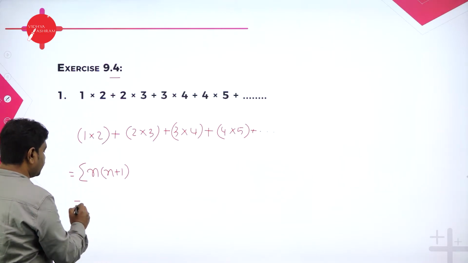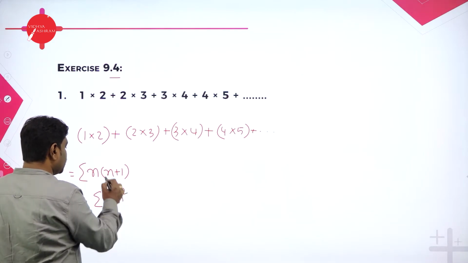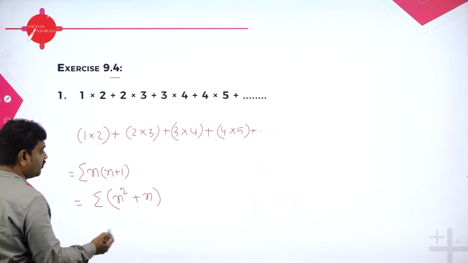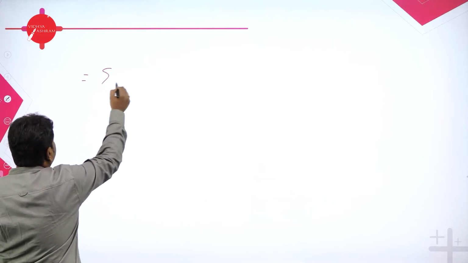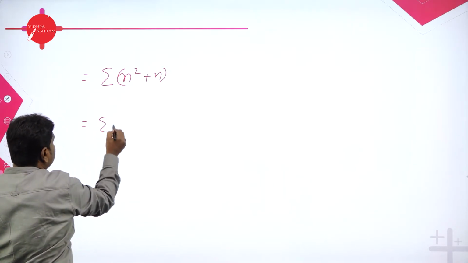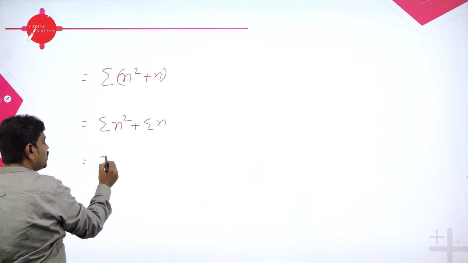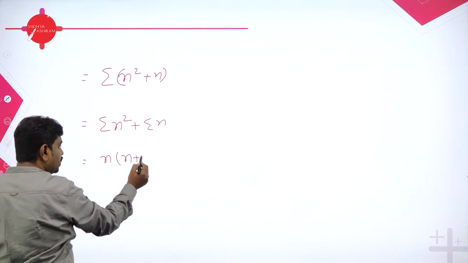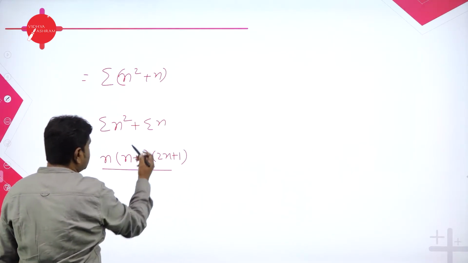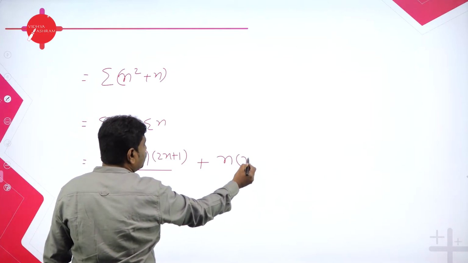So now, how to simplify this? Multiply. N into n is n square. N into 1 is n. So sigma of n square plus n. Now apply sigma for both. So now the given problem is sigma n square plus n. Apply sigma for both, that is sigma n square plus sigma n. Sigma n square formula, you know what is sigma n square? N into n plus 1 into 2n plus 1 by 6. So you should memorize all the values of sigma n square and sigma n. What is sigma n? Sigma n is n into n plus 1 by 2.